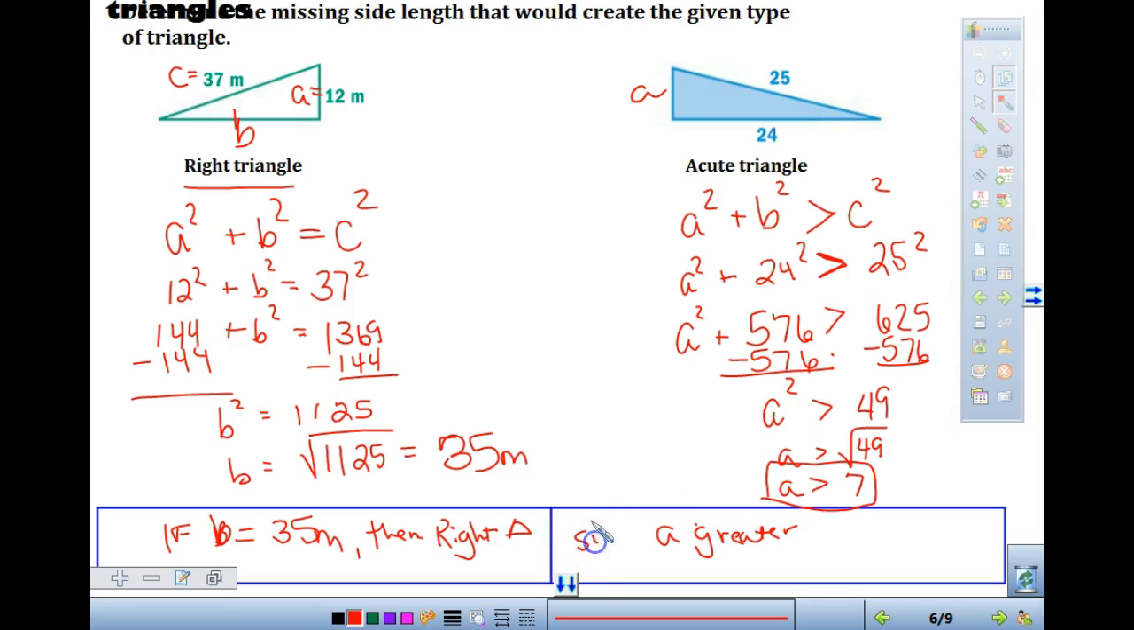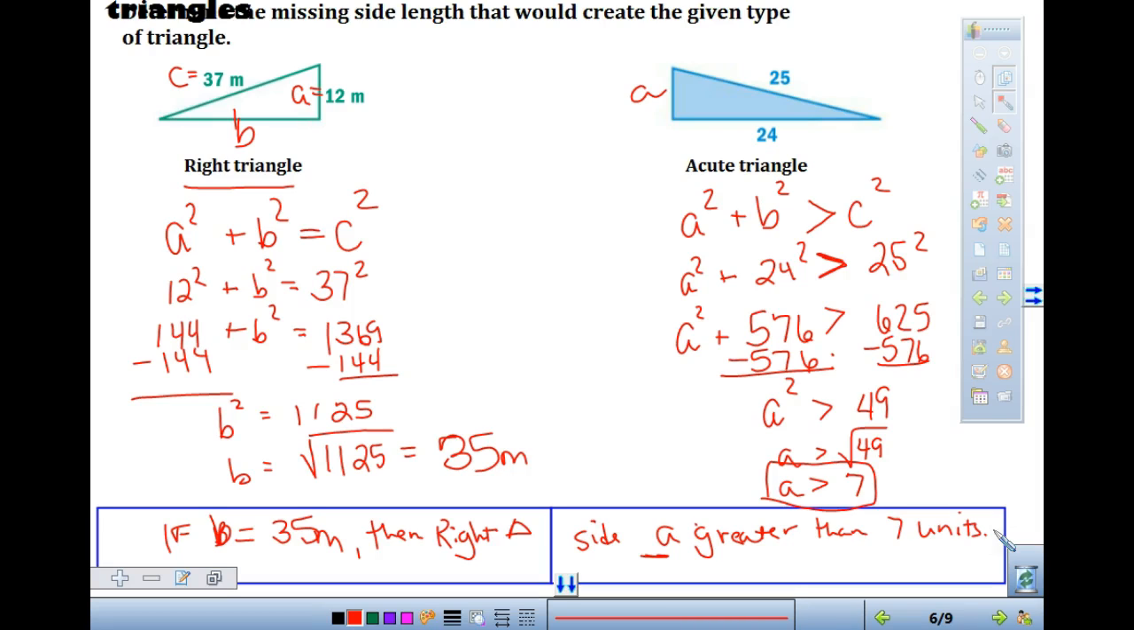So we're going to say, to make it an acute triangle, side A has to be greater than 7 units. Oh, what if it's equal to 7 units? What kind of triangle? It's right. It's right, right? So someone was saying, well, can't you have this be greater or equal? No. It has to be greater than 7 units.